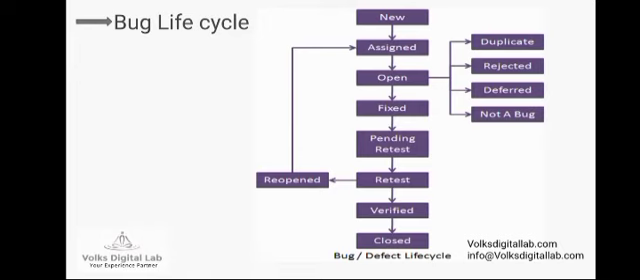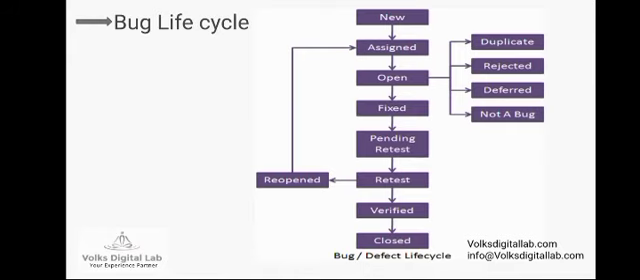First, we have new. This is the first stage of the defect in the defect life cycle. When any defect is found, it falls in a new state, and validation and testing are performed on this defect in the later stages of the defect life cycle. Once the bug is found, it will be assigned to a developer. In this stage, a newly created defect is assigned to the development team for working on the defect.